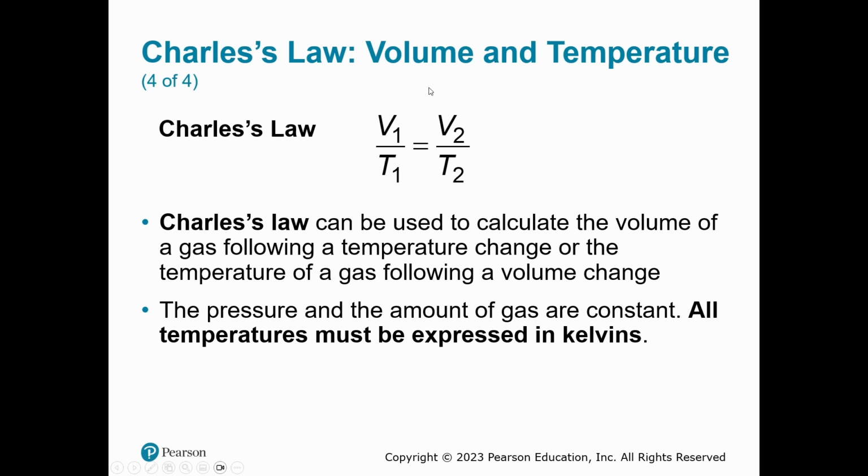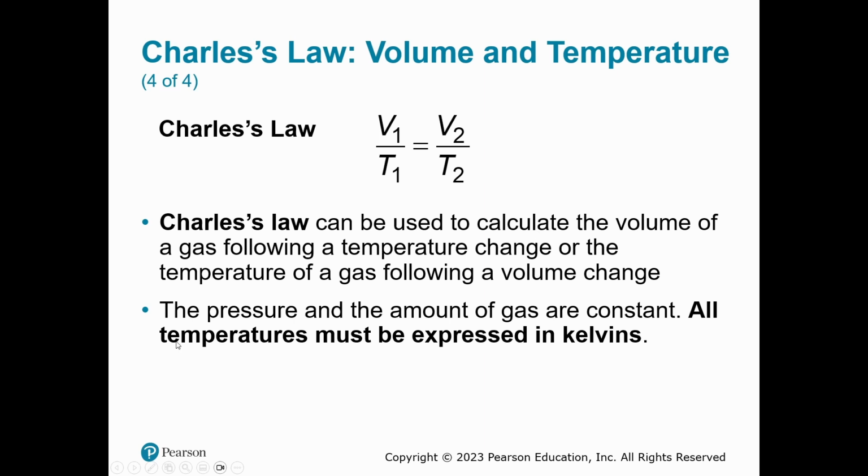I said that directly varying relationships are divided by each other. So we can take V1 divided by T1 and set that equal to V2 divided by T2. If you were solving for temperature, you could just start with the equation T1 over V1 equals T2 over V2. We can invert or reciprocate these functions, and it's still perfectly valid.